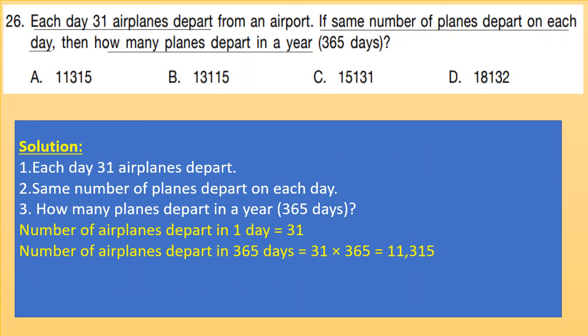Question 26. Each day 31 airplanes depart from an airport. If same number of planes depart on each day, then how many planes depart in a year? 365 days. So each day 31 airplanes depart and same number of airplanes depart on each day. How many planes depart in a year? That is 365 days. So number of airplanes depart in one day is equal to 31. Now number of airplanes depart in 365 days will be 31 into 365, that is 11,315.